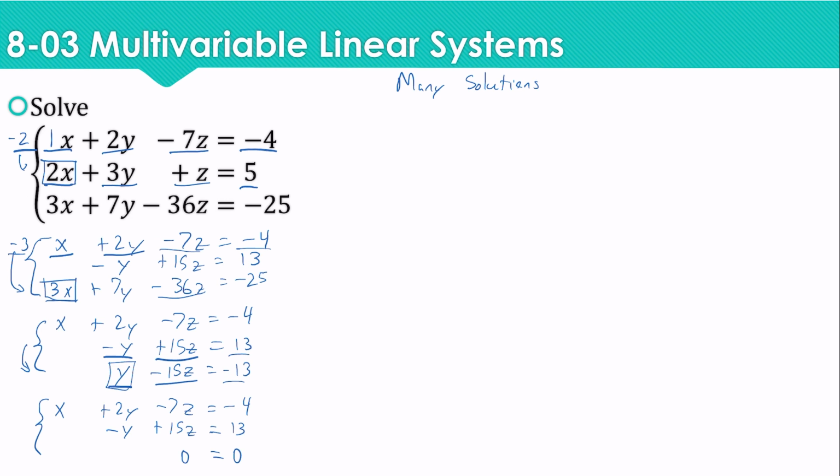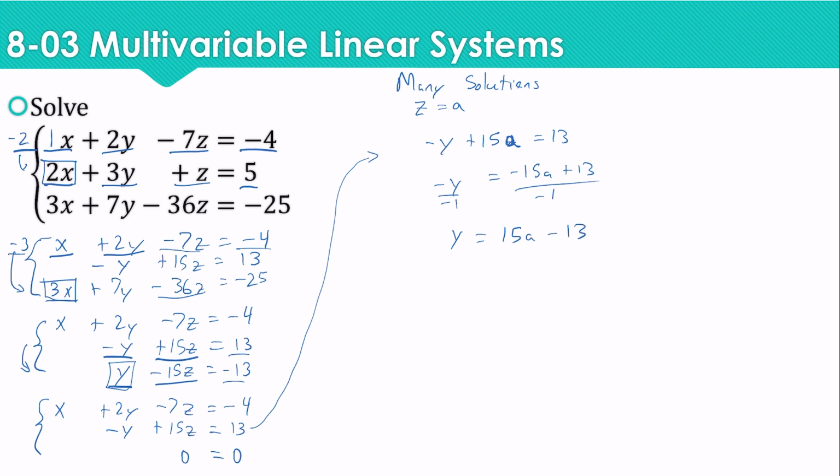So to describe them, we're going to use something convenient, in this case z. We're going to let z equal a. And then we can take my second equation and change the z for a and solve for y. So subtract the 15a, divide by negative 1, so y is 15a minus 13. So I have an expression for z, I have an expression for y.